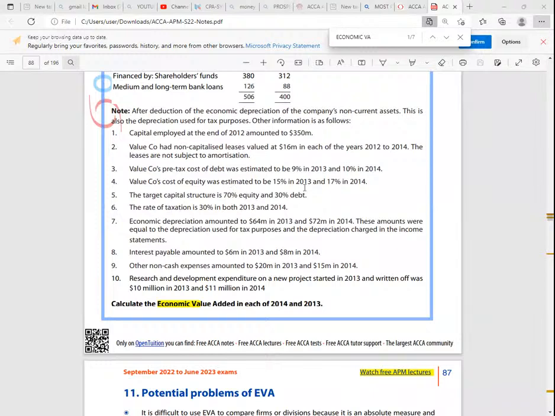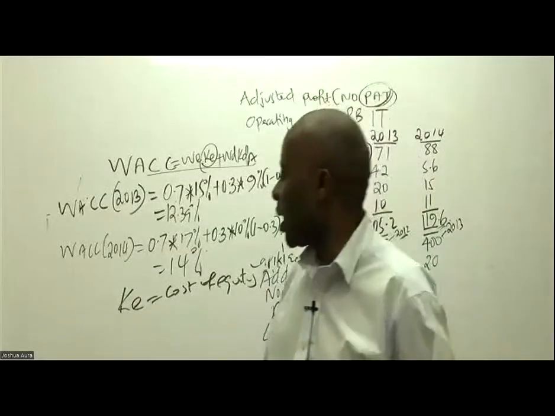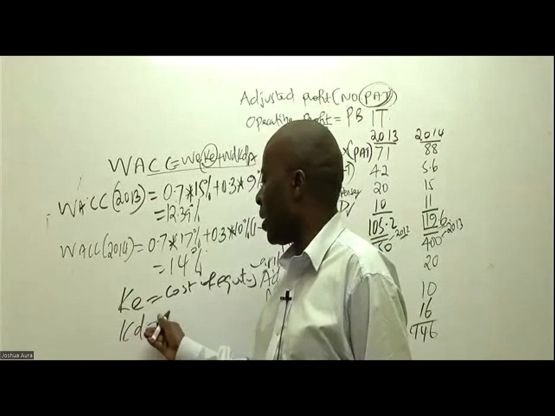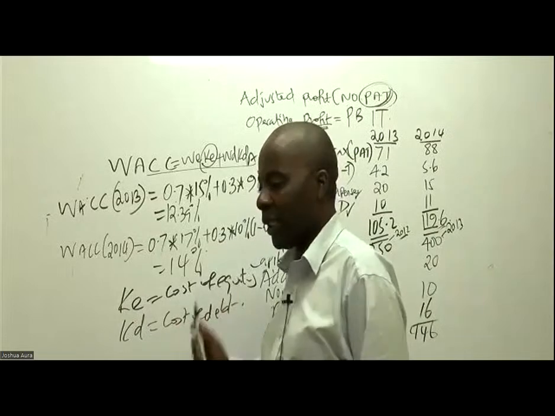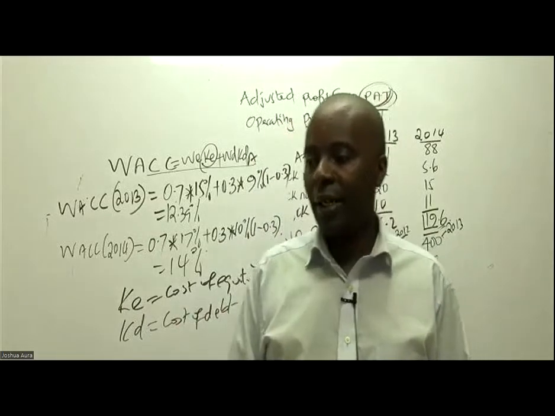Right? If it's 2013, it's 15%. 2014 is 17%. And then we have KD. KD has also been given. It's about just plugging in. Remember, KD stands for cost of debt.